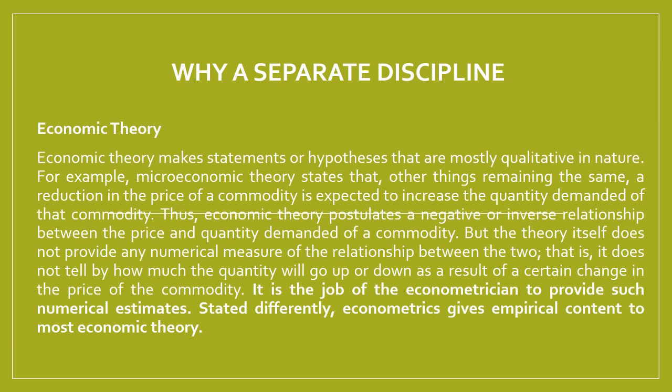Thus, economic theory poses another example: the determination of the price of a commodity. It is a negative or inverse relationship between the price and the quantity demanded. But the theory itself does not provide any numerical measure of the relationship between the two. The theory states that there exists a negative or inverse relationship, but we won't get a numerical value for that. That has to be empirically proved.